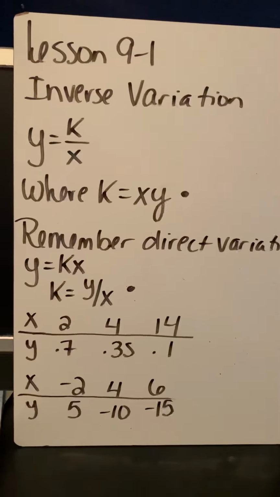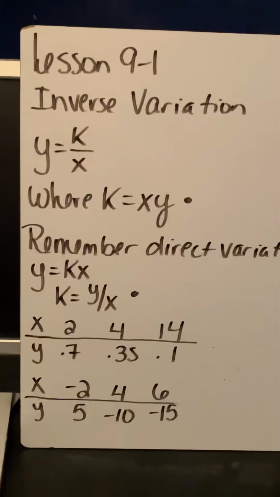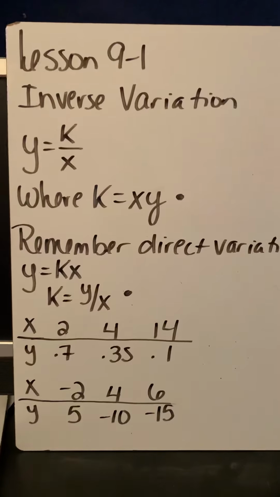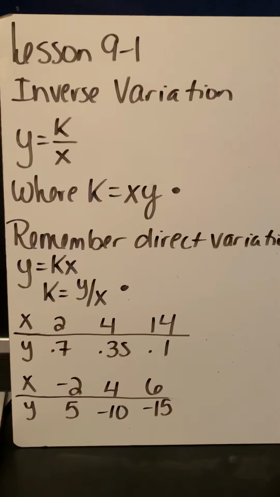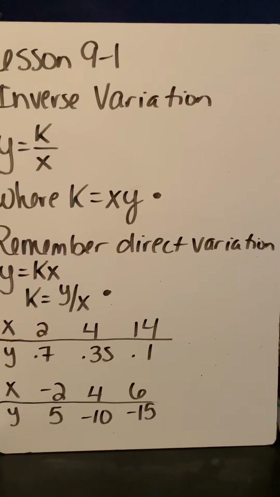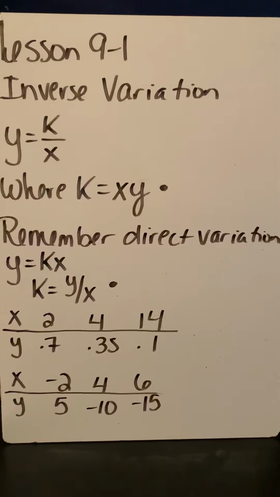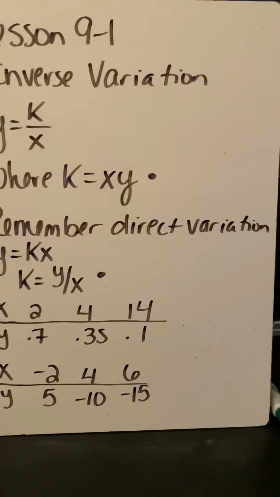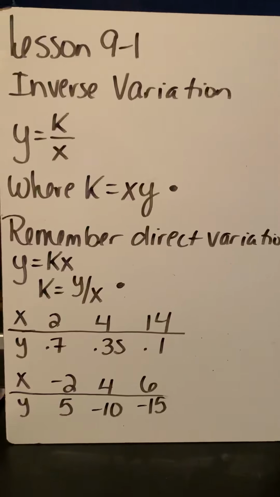Algebra 2. This is the start of Chapter 9. So we're going to look at Lesson 9-1, which is inverse variation. We did direct variation earlier in the year. Those are the ones that I told you were like the 1-second problems that were not that bad to solve. So we're going to start off Chapter 9 pretty simple.